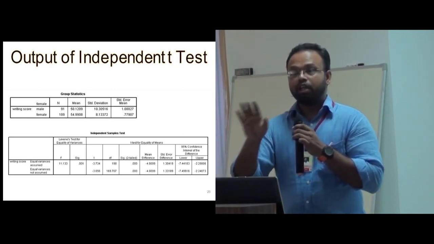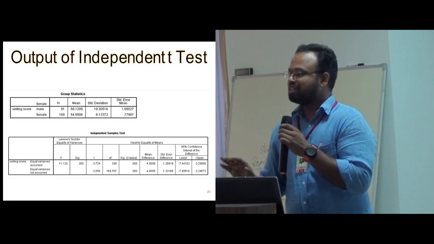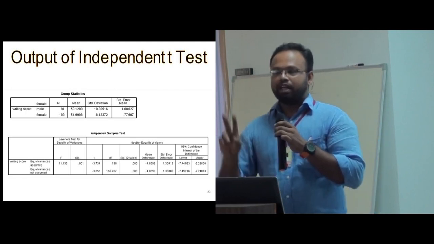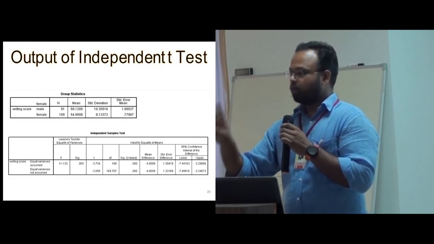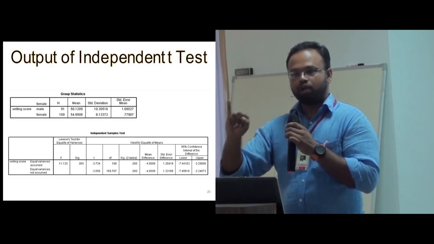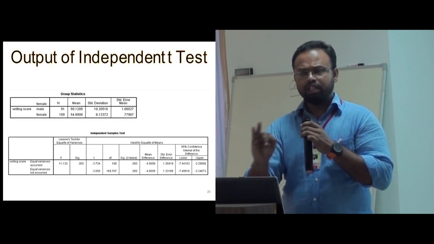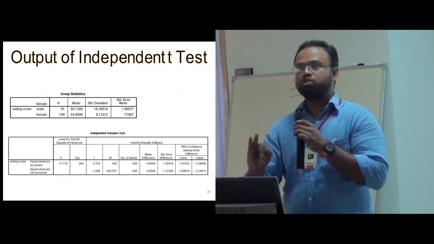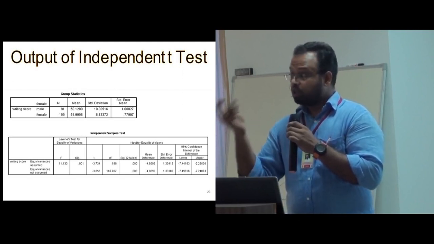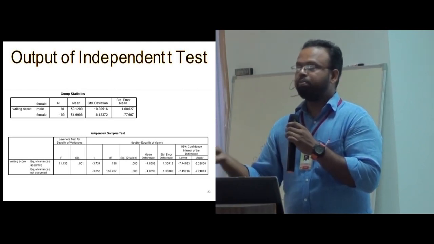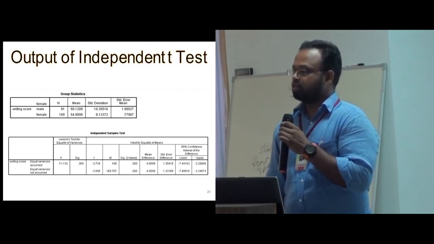I think I am confusing. Okay, there are two assumptions for independent t-test. One is your normal distribution; normally it should be normally distributed. Then the second assumption is this Levene's test for equality of variance, which should not be significant. Out of these two, Levene's test is more important than normal distribution. Okay.